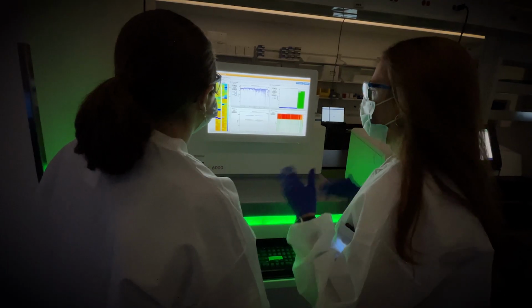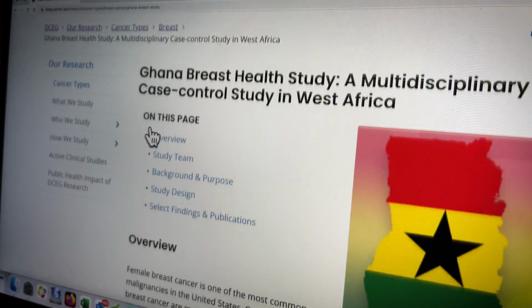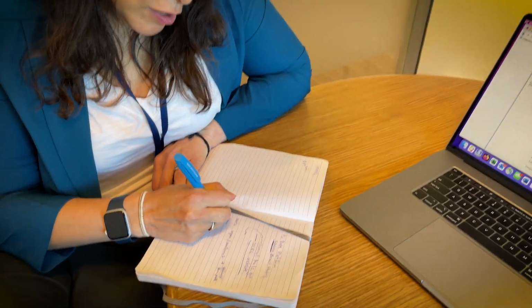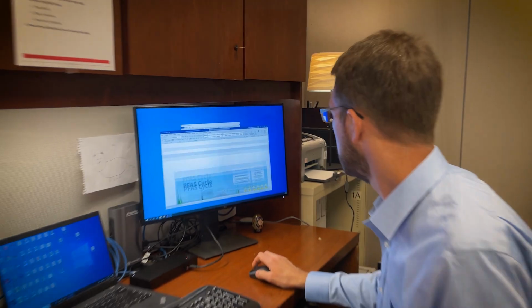Having diverse populations will give us more variability and also a better understanding of all the different factors that play a role in cancer development. There are different prevalences of risk factors in Africa, so it'll give us a better understanding of the natural history of breast cancer. We're investigating the relationship between PFAS levels and kidney cancer risk in the multi-ethnic cohort.